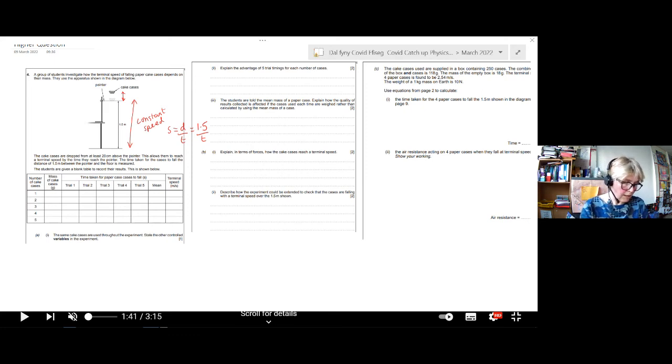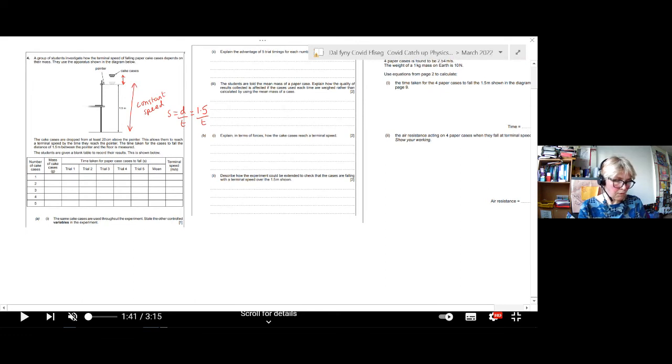So the same cake cases are used throughout the experiment, and state the other controlled variables in the experiment. Well, you want to either drop it from the same height, or drop it through the same distance. Okay, so the drop height is going to be the same.